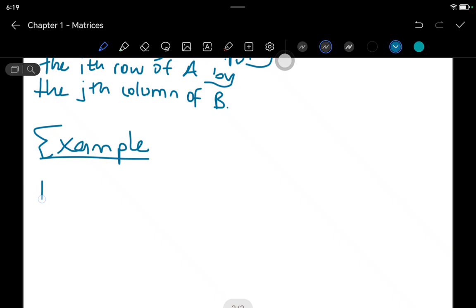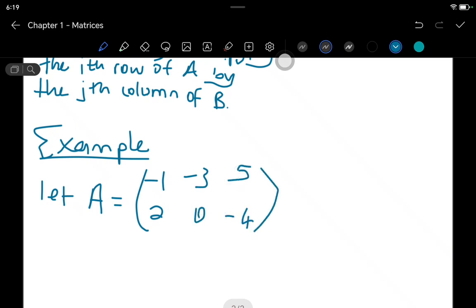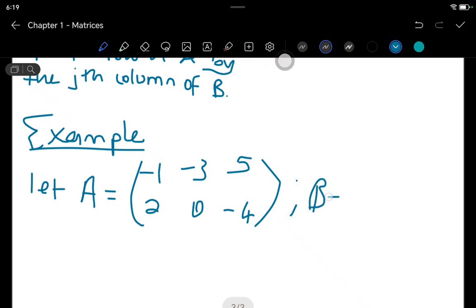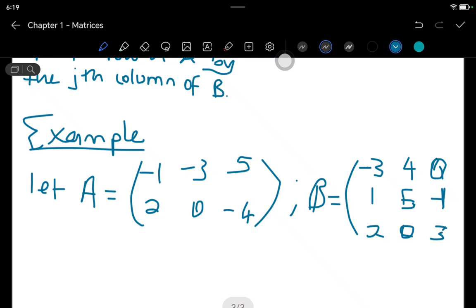Let's say now we let A be equal to minus 1, 2, minus 3, 5, 0, minus 4. You see, right? And then we let B be equal to minus 3, 4, 0. Then this will be 1, 5, minus 1, and then we have 2, 0, 3. We see right now. Then we have this.